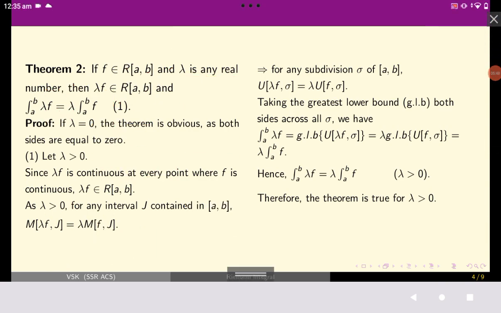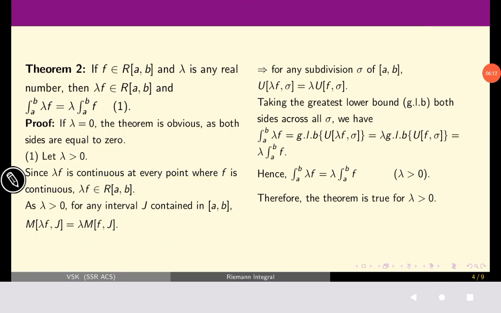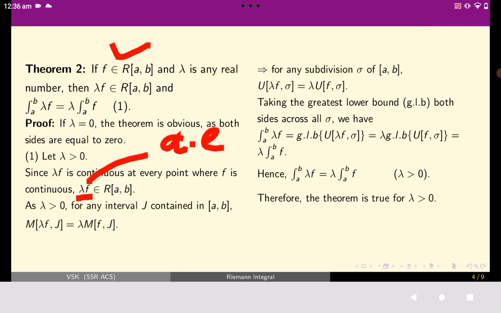Now see, lambda can take different values. If lambda is equal to 0, then the theorem is clear, as both sides are equal to 0. So this is the obvious case. Now let us take lambda greater than 0. Then, because lambda f is continuous at every point where f is continuous, and f is Riemann integrable, which is given to us, it means f is continuous almost everywhere. So this implies lambda f is also continuous almost everywhere on [a, b].